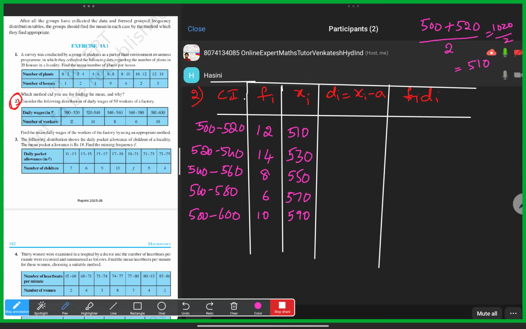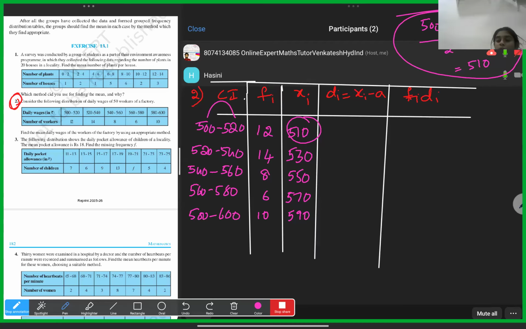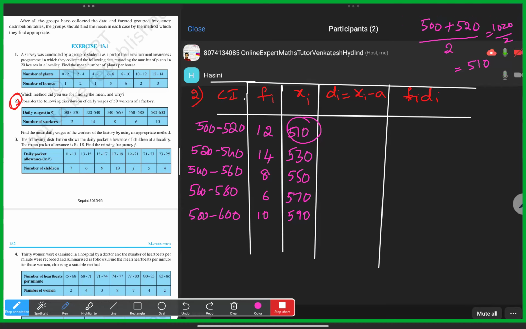So Hasni, if you don't know this adding of 20, what should we do? Individually, we should add these two and divide by 2. Yes, sir, but that will take time. This we have to remember. So for 510 there is no doubt, first one, how I got it: 500 plus 520 by 2. I wrote it on the top. Then for the next ones, I just added the class size 20.